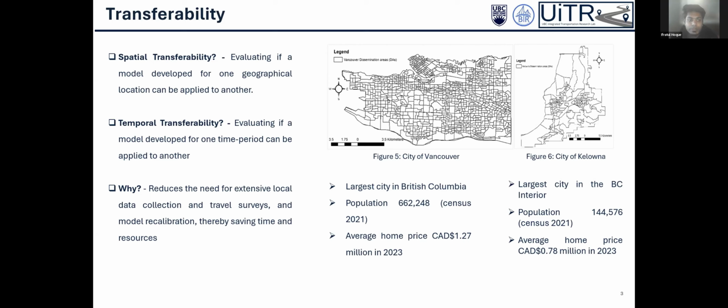Why should we test for transferability? Because it reduces the need for extensive local data collection, surveys, and recalibration efforts, thereby saving time and resources. And why did we choose these two cities? Because they are significantly different from each other in population size and also average home prices. So it would be a good exploration to check if a model is actually applicable in such significantly different contexts.